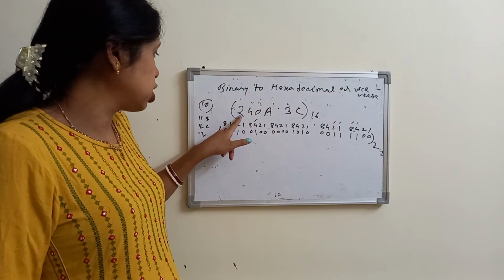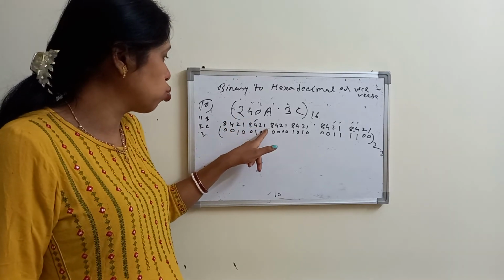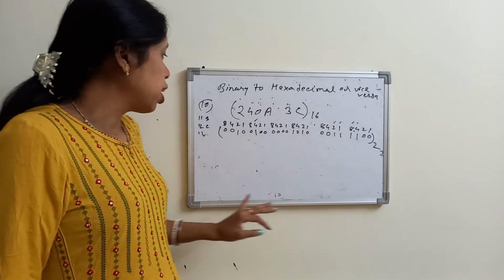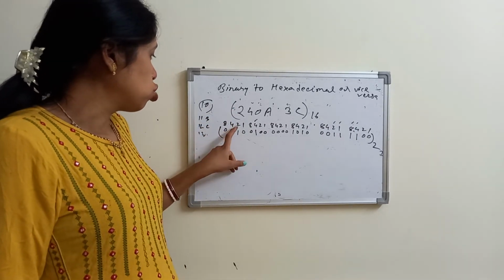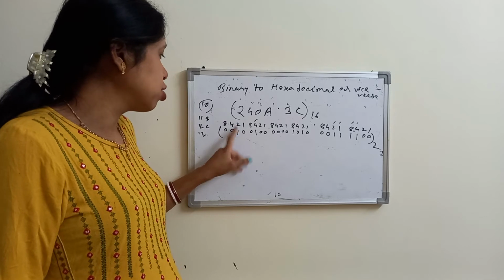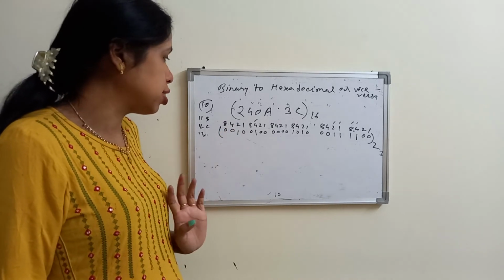For this value I am writing 8421. For this also I am writing 8421. And this I have written, right? So 2. From this 8421, how will we get 2? If we choose only 2, you will get 2. So below 2 you will write 1 and the others 0.